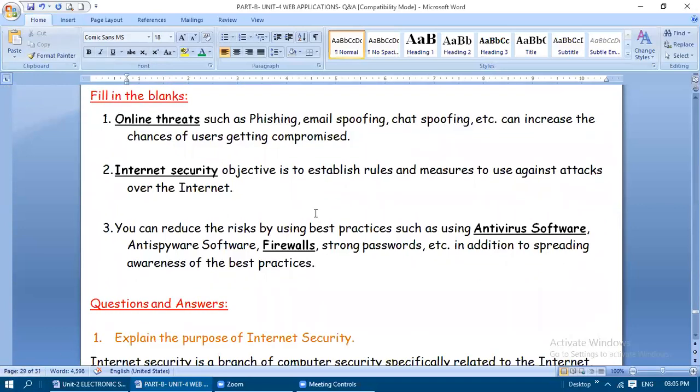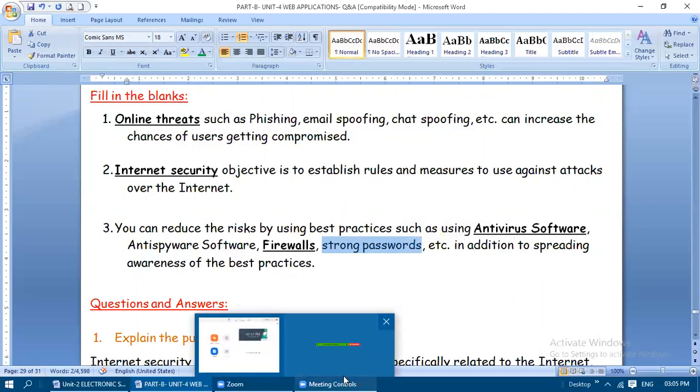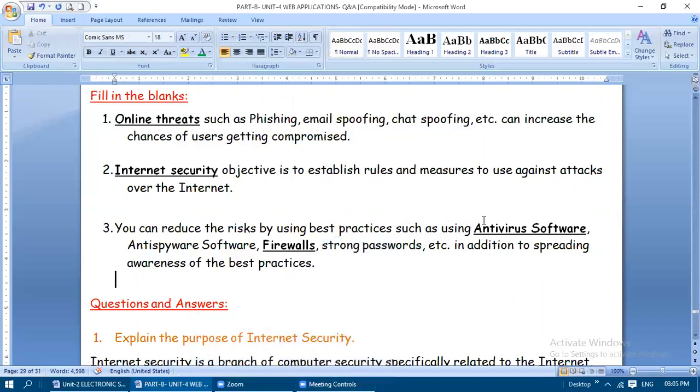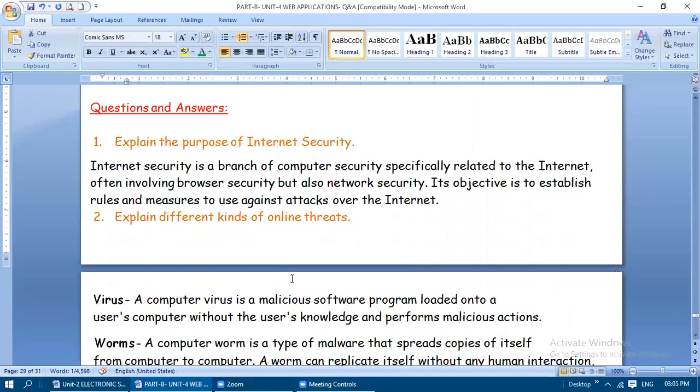Next question, you can reduce the risks by using best practices, such as what kind of best practices we can follow. Antivirus software we can install, anti-spyware software, firewalls, strong passwords, etc. In addition to spreading awareness of the best practices, we need to know how to make use of the internet and computer, we need to install these kinds of software, and we need to use strong passwords, everything. So question answers we will move on.